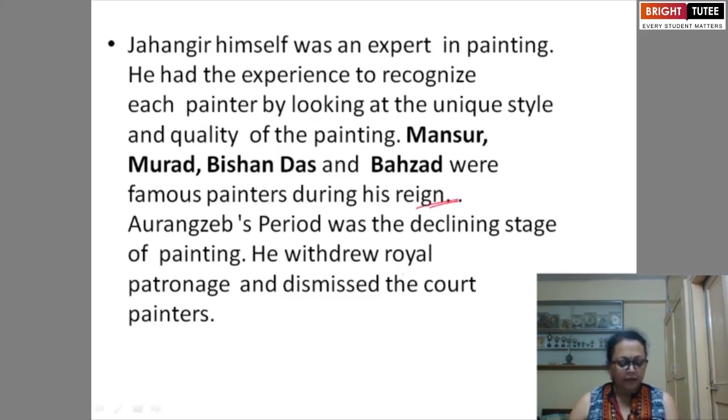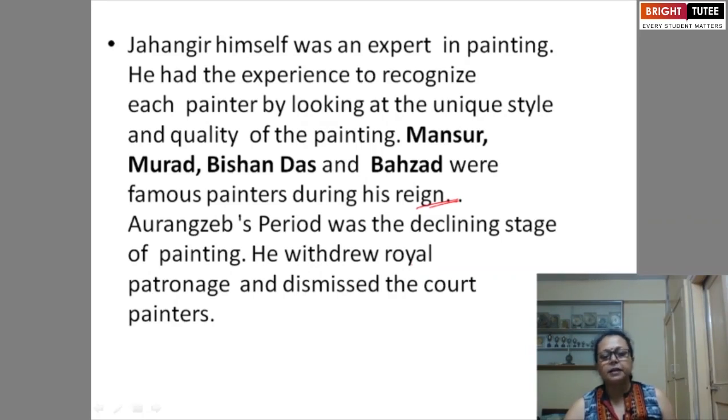Aurangzeb's period was the declining state. It is also said that most of the painters patronized by Jahangir continued in the court of Shah Jahan as well. The popular theme of this painting was homes depicting everyday life. This is about the contribution, patronage and appreciation during the period of Jahangir and Shah Jahan.